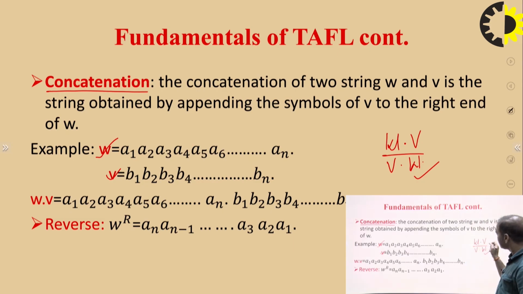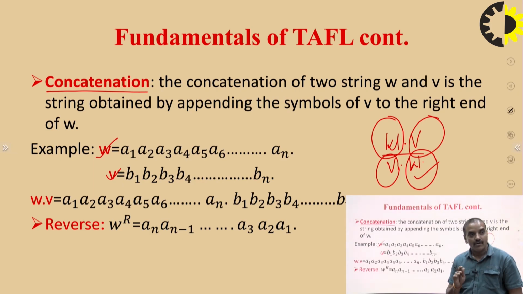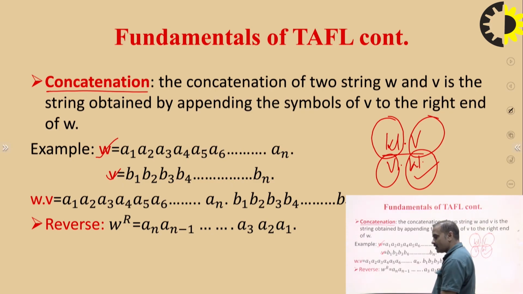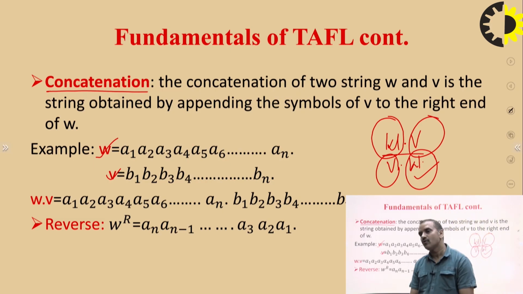In this operation, we have to write the symbols of W first, then we have to write the symbols of V after W. Here we have to write the symbols of V first, then the symbols of W. We have to preserve the sequence of W and V. If W is before V, we write the symbols of W before V. If V is before W, then we write the symbols of V before W.